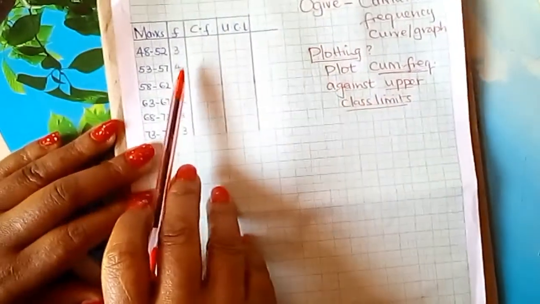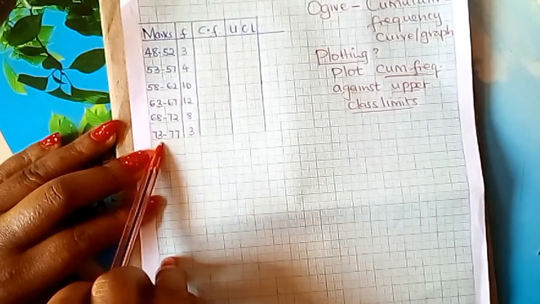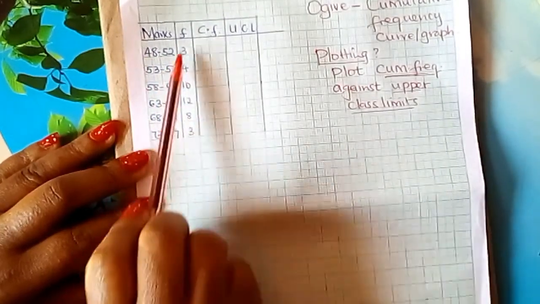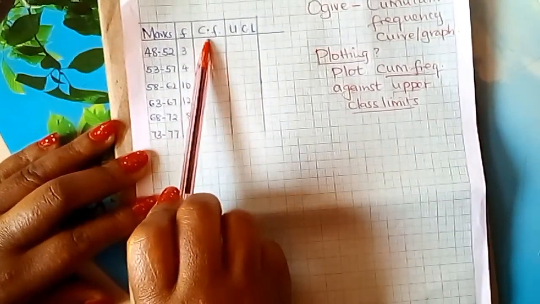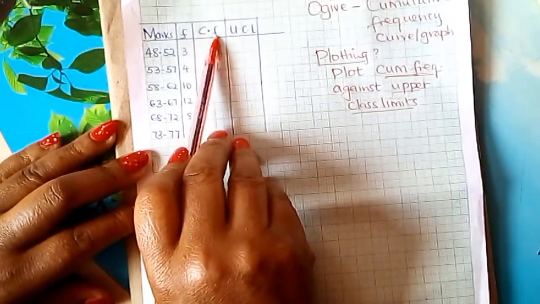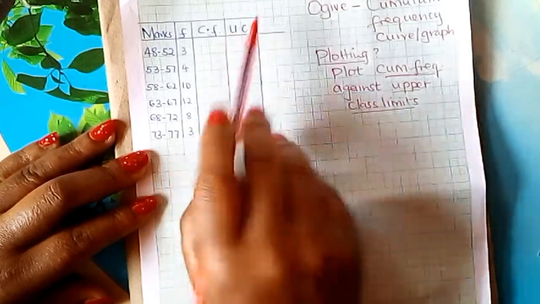Now we need to come to this table. This is the question that was brought in that year. These are the classes, and these are the frequencies. We need to fill in the column for cumulative frequency. I've written it in short, CF, and upper class limits, UCLs.